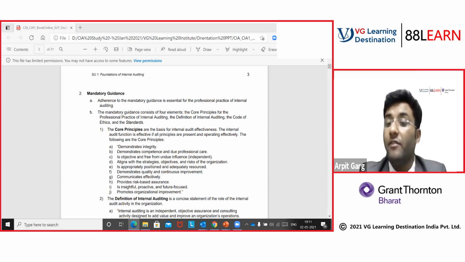This can be achieved when we have the internal audit charter approved, which gives us authority to have unlimited access to the books and records of the company, so that we can look into it and then give our opinion.